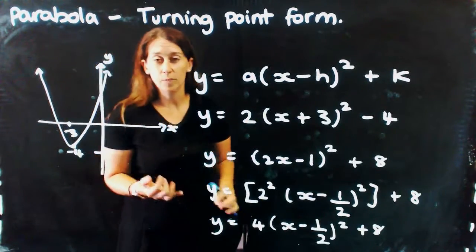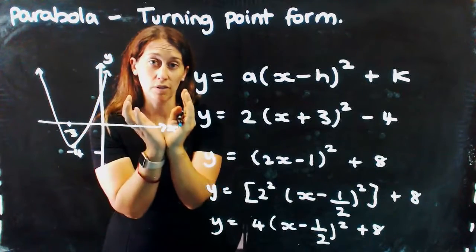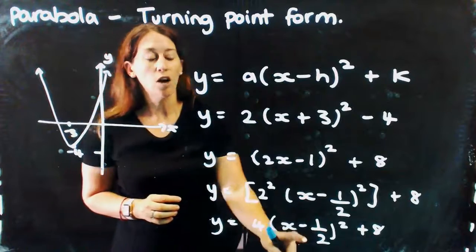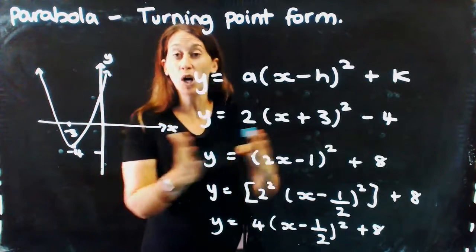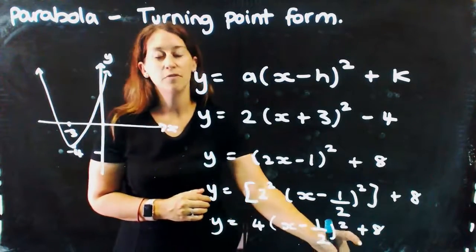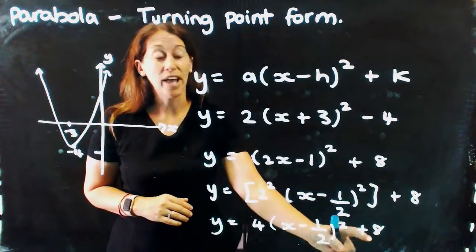And we can clearly see there's been a dilation factor of 4, so the graph from x squared has gotten thinner by a scale factor of 4. The horizontal shift tells us it's gone in the positive direction half a unit, because remember we changed the sign. And then the vertical shift has gone up by 8 units.